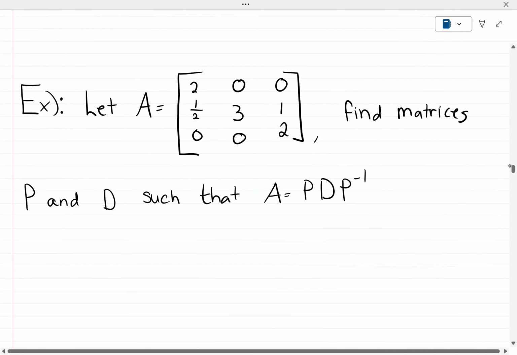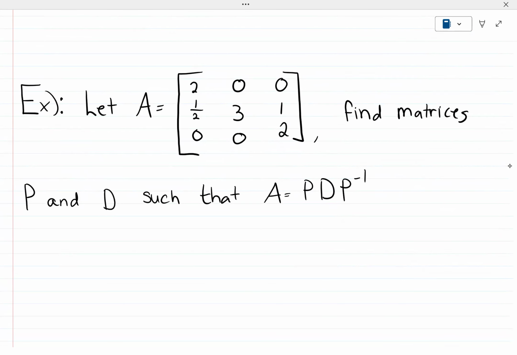Okay, so this example says let A equal this 3 by 3 matrix. Find matrices P, D such that A equals PD times P inverse. So it's just like the first one, but they just want you to find A, not a certain power. So basically we have to find the matrices. Yeah, so step one, I'm going to find the determinant of this unfortunately 3 by 3 matrix.